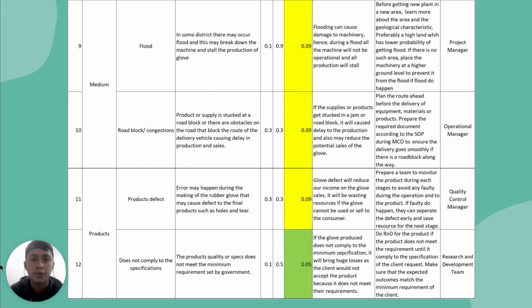Second is the product does not comply to the specification. The rating is low, which is 0.05. If the glove produced does not comply to the minimum specification, it can cause huge losses as the client will not accept the product. So, the research and development team needs to do R&D to ensure that the product will meet the minimum specifications and requirements as the client requests.